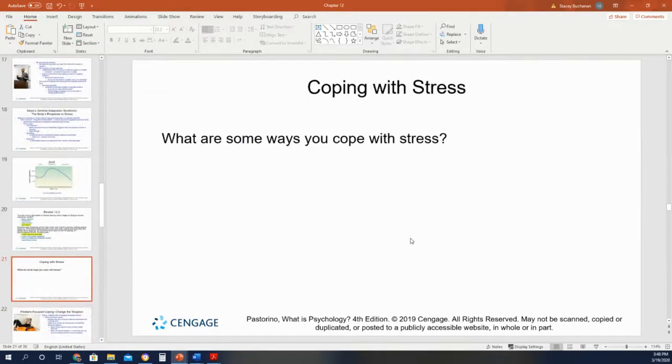So how do you cope with stress? Come up with a couple of ways that you might cope with stress. Write 4 or 5 down, or have a couple in your head. And then as I go through this section, think of situations and apply them to whether you use problem-focused coping more or emotion-focused coping more.